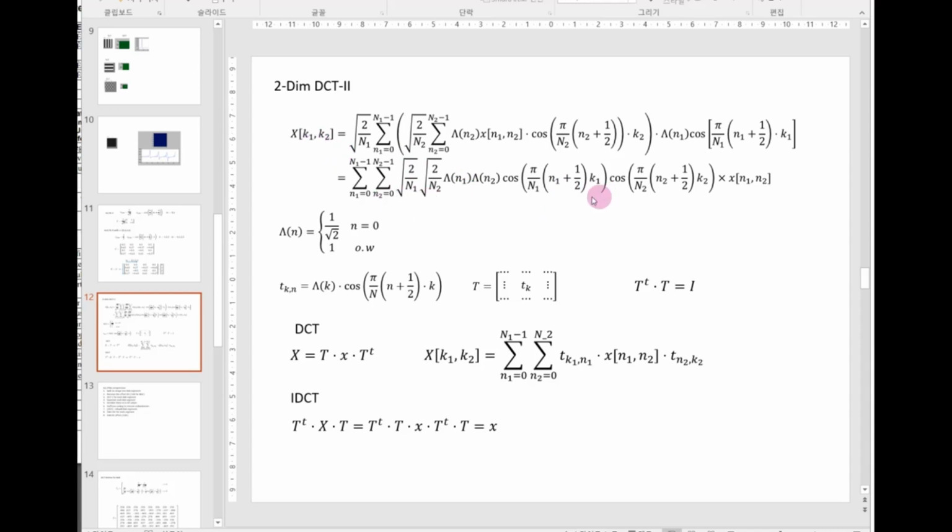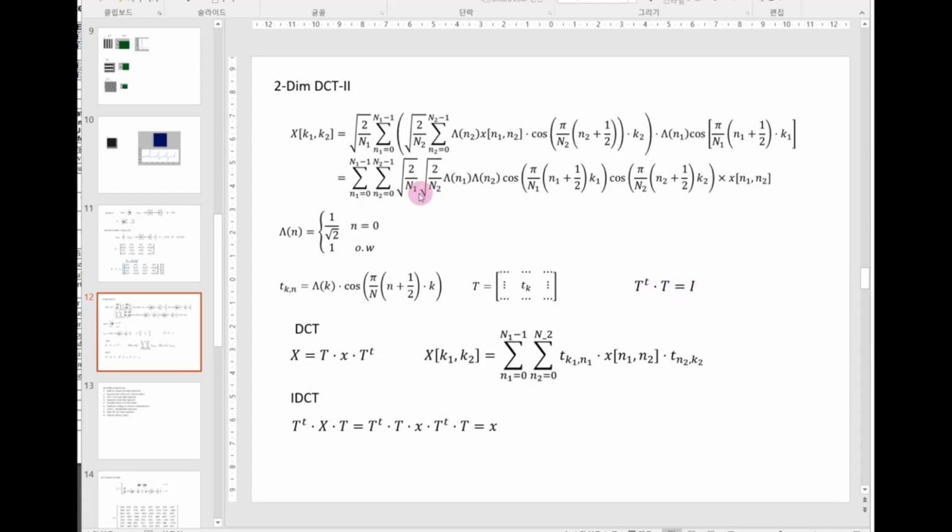Here, if you see, there are two cosine transforms, with N1 and K1, and N2 and K2 as the indices. Similar to the DCT, we can define the kernel matrix this way. So this is the kernel matrix, one of the matrices. Okay, and if we take the orthogonal and normalized factor added to this T matrix, then T transpose T should equal the identity matrix.